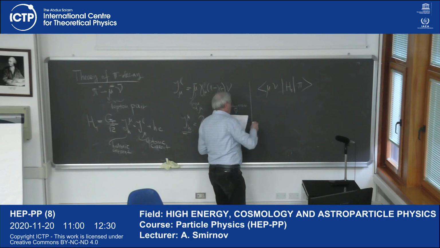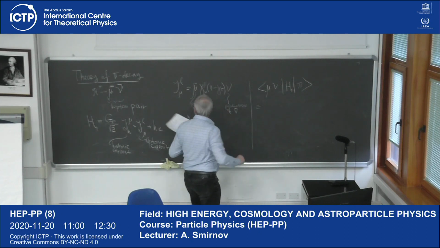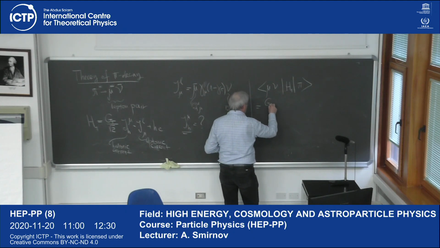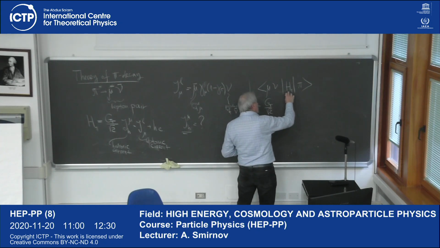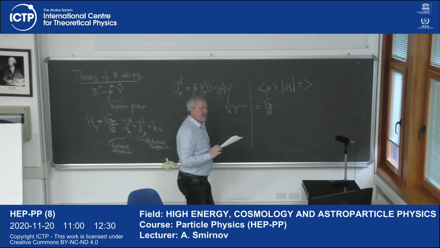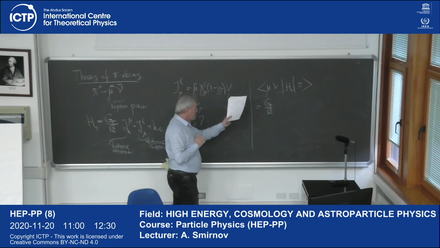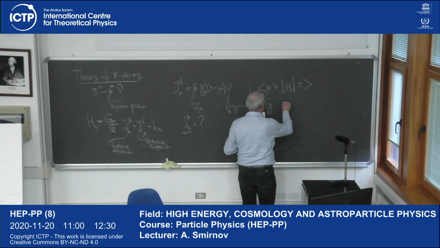So inserting the expression for my Hamiltonian, I can write this as G_F over square root of 2. This is some constant, I can put it out. And then since the Hamiltonian factorizes, it's a product of two currents, I can factorize my matrix element in the following way.